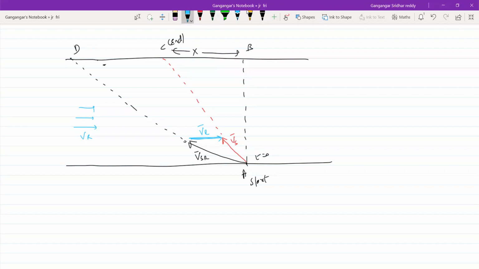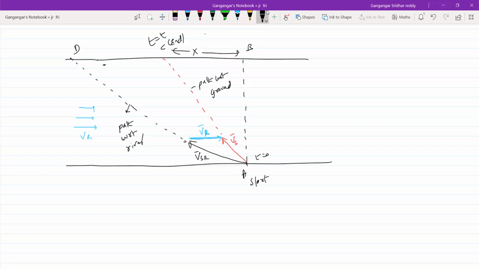Okay, fine. So now we have conditions like this. What is this path I should call? Path with respect to river. What about this path with respect to ground? And it will reach in a time t. Let me write it here.